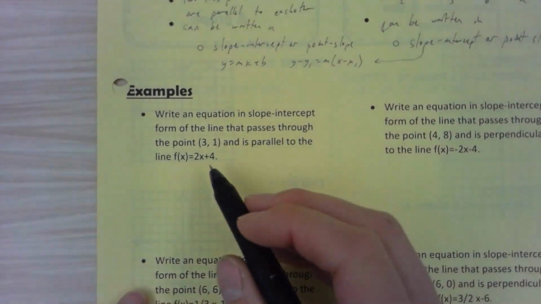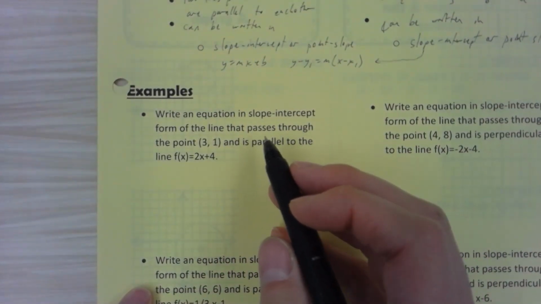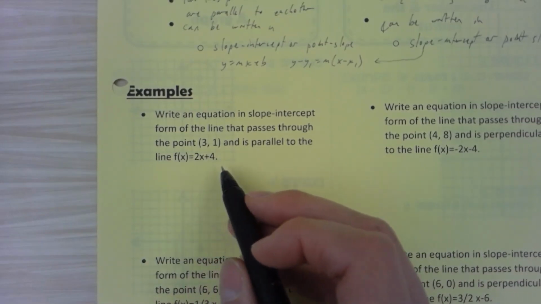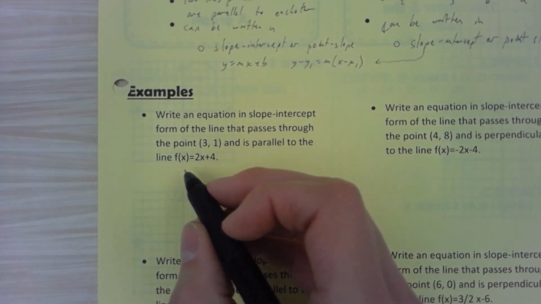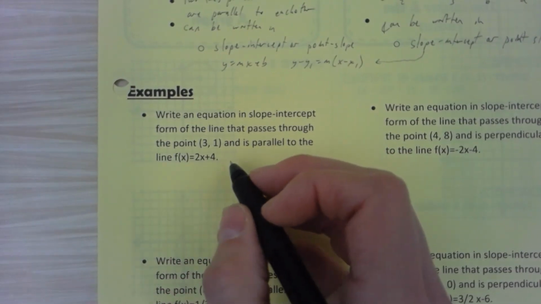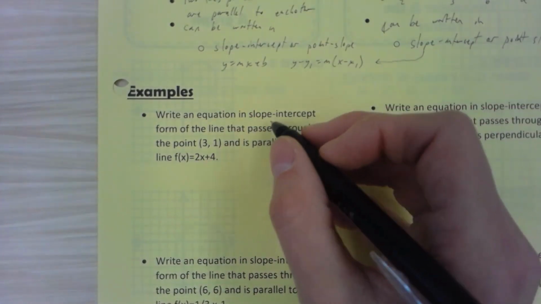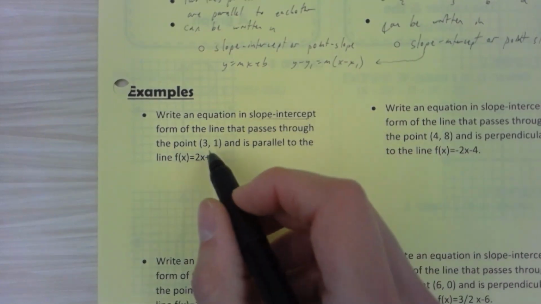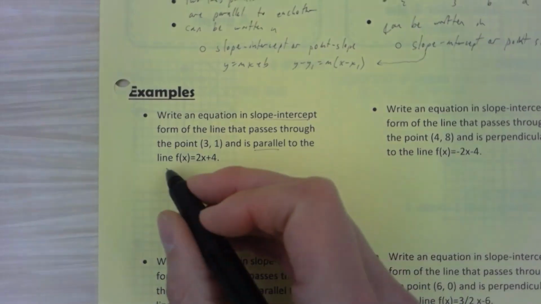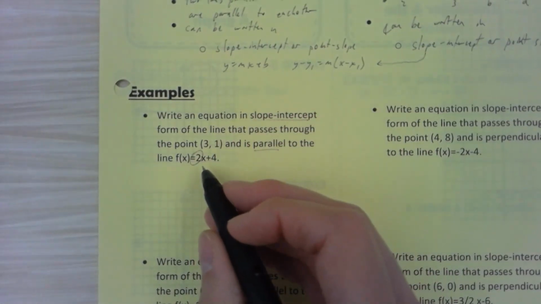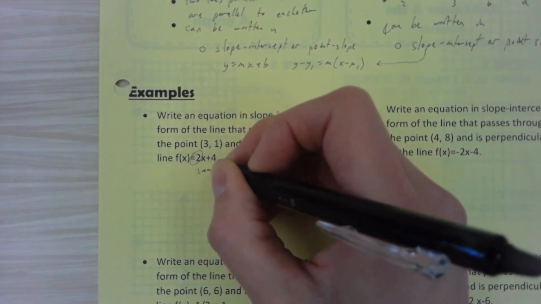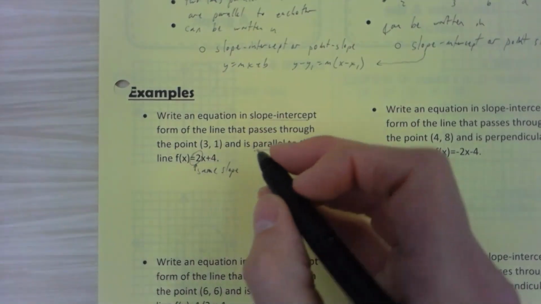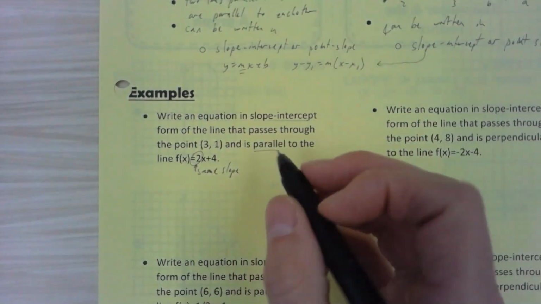So for example, we want to write an equation in slope-intercept form of a line that passes through the point 3, 1 and is parallel to the line f of x equals 2x plus 4. Remember, f of x is the function notation. This means the same thing as y equals 2x plus 4. We want the slope-intercept form, but that doesn't mean we have to start with the slope-intercept form. If we know it passes through a point and we know it's parallel to this line, we know that they have the same slope. So we just look at this mx plus b form, remember the m is the slope.